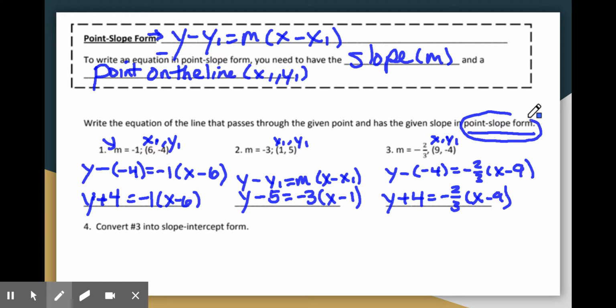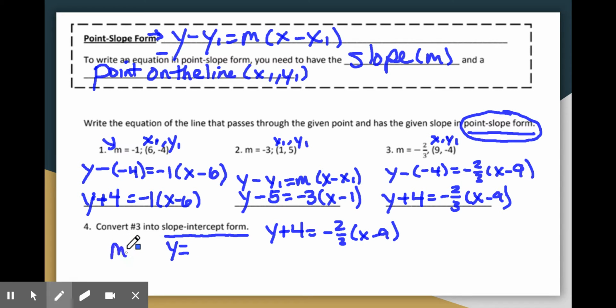But the advantage to point slope form is that you can also convert it into slope-intercept form if I asked you to write your equation in slope-intercept form. So let's take number 3, the answer we just got, y plus 4 equals -2/3 times x minus 9, and write it in slope-intercept form. Slope-intercept form means y equals, right? It means I have to solve this equation for y. So let's distribute the -2/3 to each one.